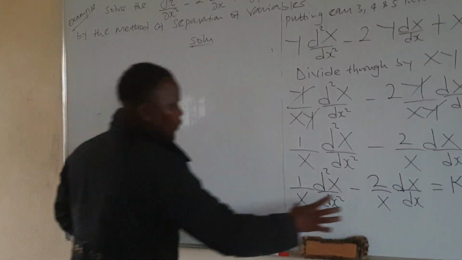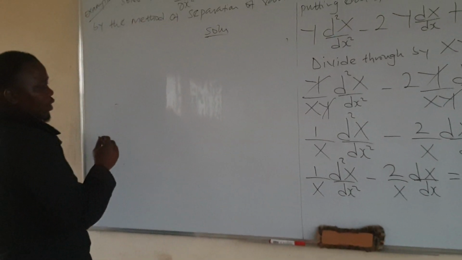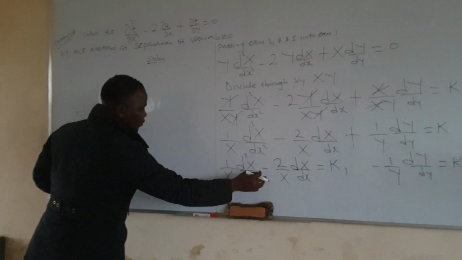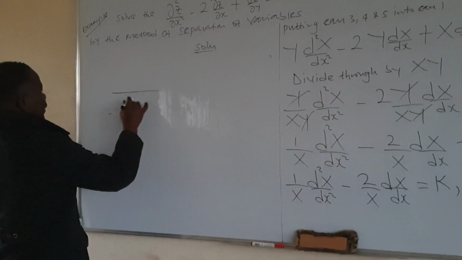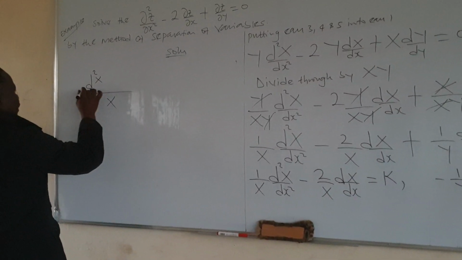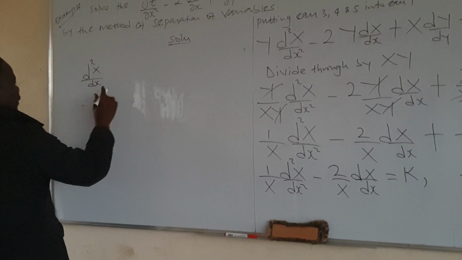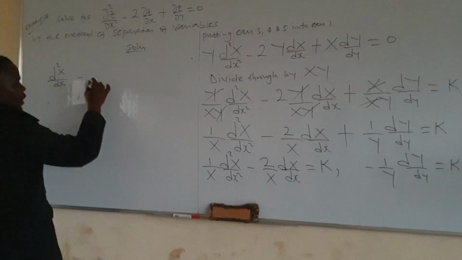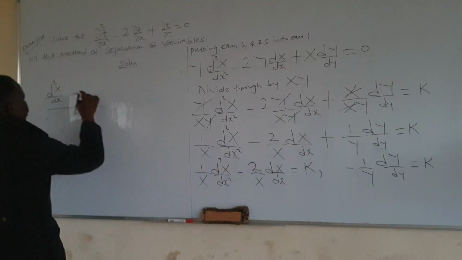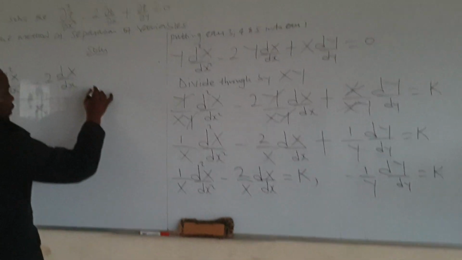If you agree with me, let us first consider one after another. So if you agree with me, it implies that we are going to take LCM. The LCM will be x. So x times d squared x all over the x, that clear? Then minus x times 2 dx all over the x, then equate it to what?